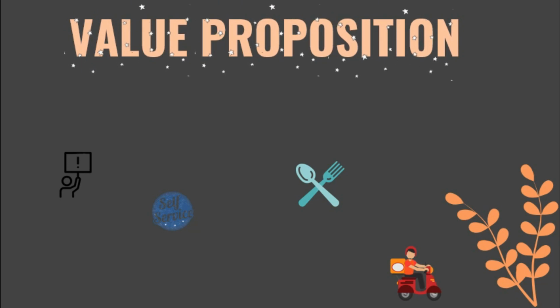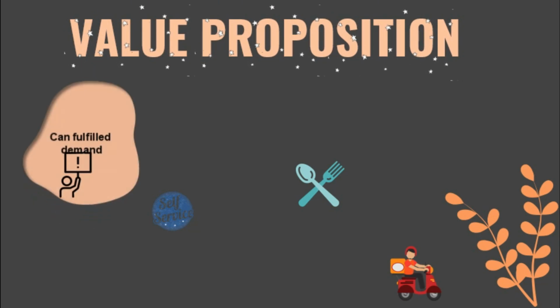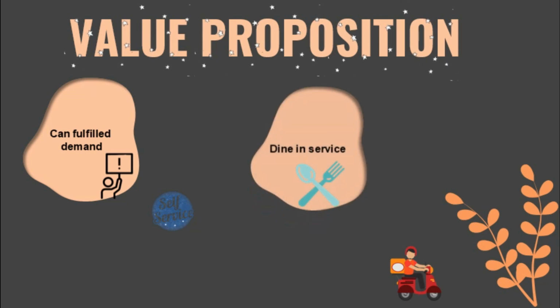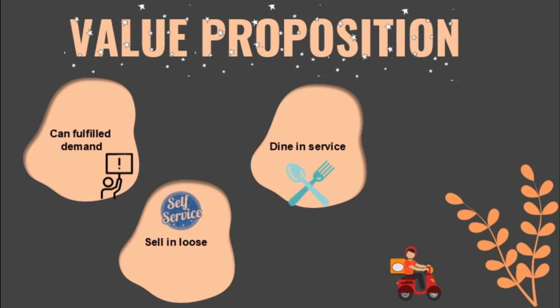For value proposition, the first one is can fulfill demand. This is whereby instant noodle shops give an option to personalize their level of spiciness or add on some toppings for the customer who has to dine in, since we provide the dine-in service. Furthermore, other than dining in, the main objective of establishing this store is selling the noodles in loose pack. Since the loose pack is hard to obtain, by opening the shop, it gives the environment and satisfaction to the customer.